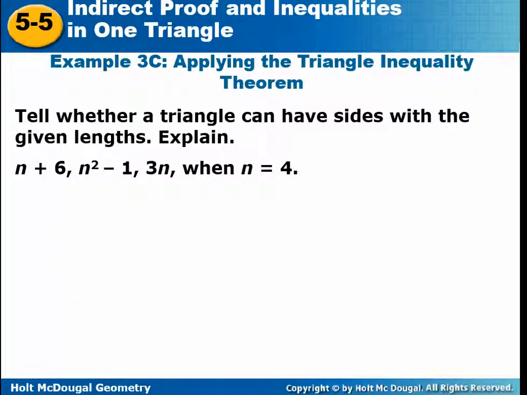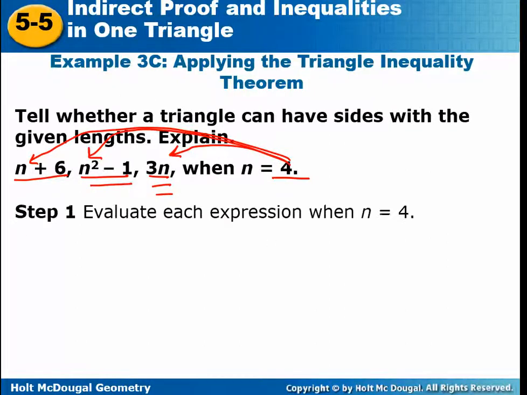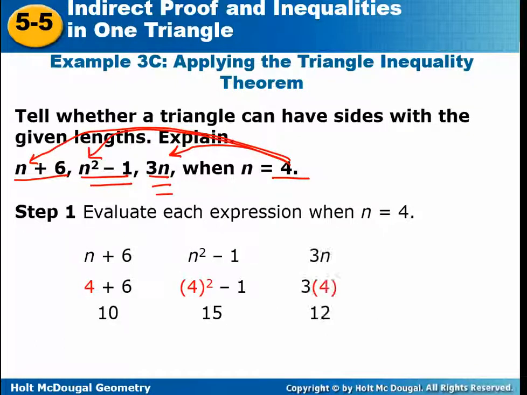Now, sometimes you will have to plug in first to check. So this time they're giving you that n is equal to 4, and then they give you this is one side, this is another side, this is our third side. So I'll just take the 4 and put it here, and then I'll take the 4 and I'll put it here and square it, and then minus 1, and then I'll take the 4 and put it here. And then I'll do the same thing. So first we have to evaluate and find out what our sides are. So we get 10, 15, and 12. And then, once you know this, then we'll do our checking.